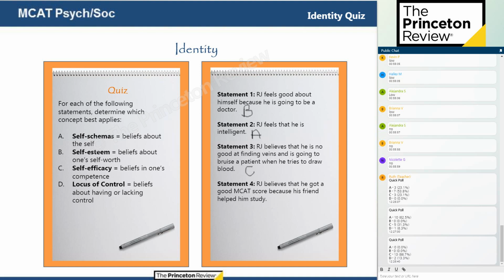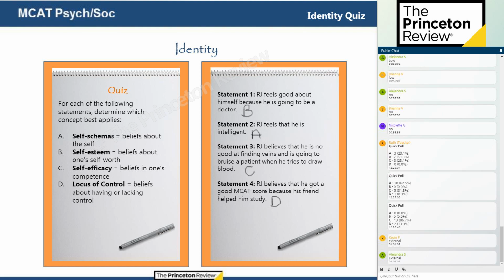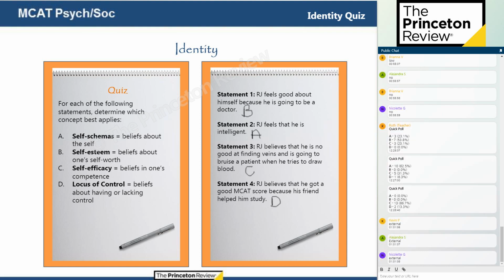which then of course means statement 4 has to be D, right? He believes he got a good MCAT score because his friend helped him study. So obviously locus of control, but would that be an internal locus of control belief or an external locus? Yep, absolutely. External. Nice job.